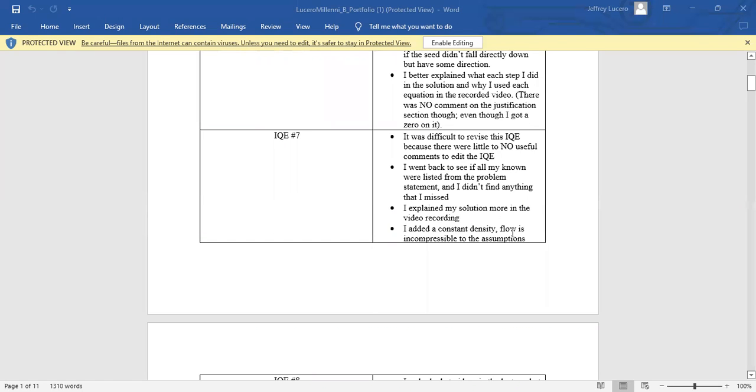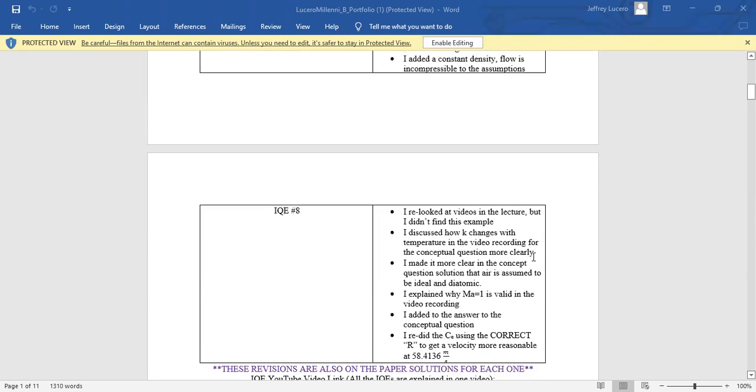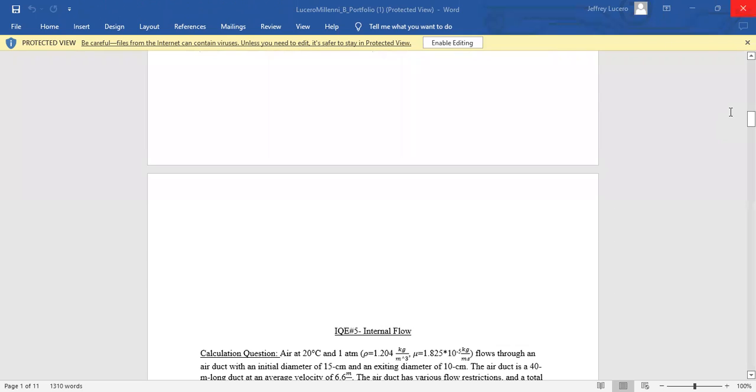I explained my solution more in the video recording, as well as I added that density is constant and flow is incompressible to the assumptions portion of my IQE number 7.